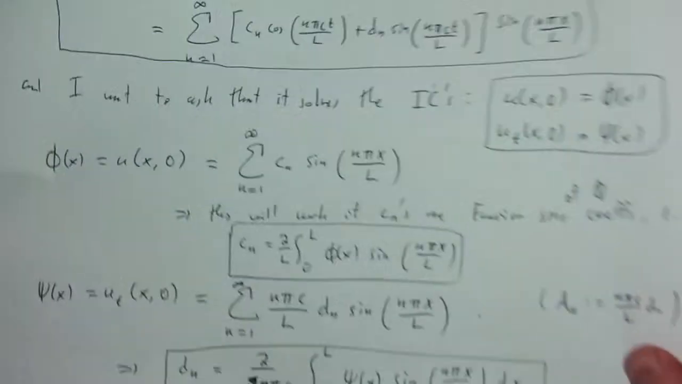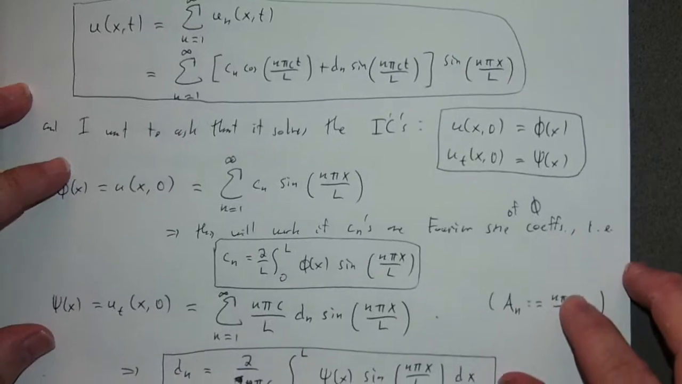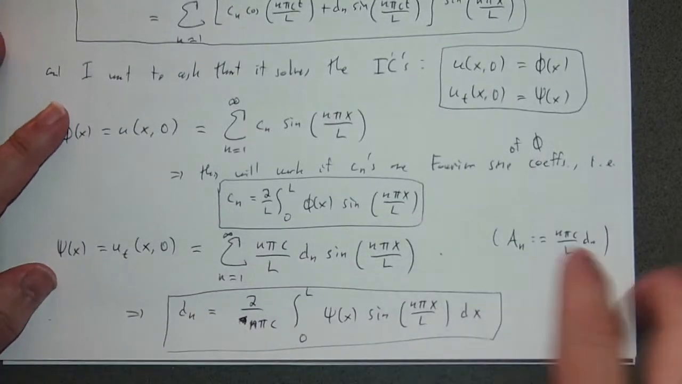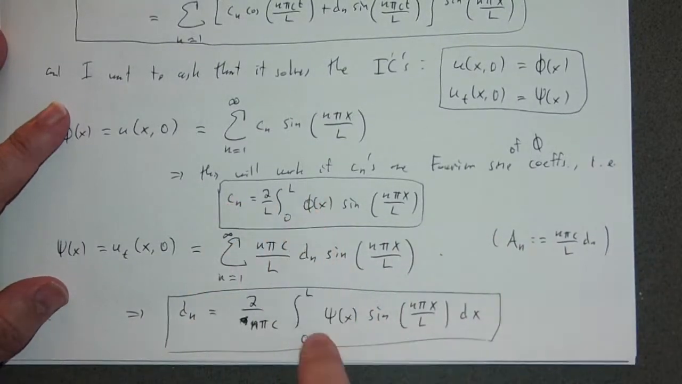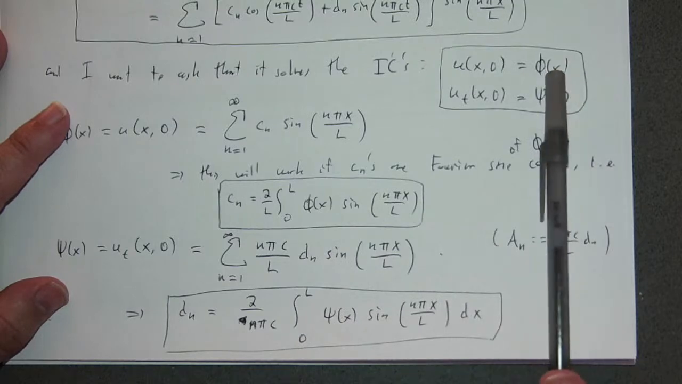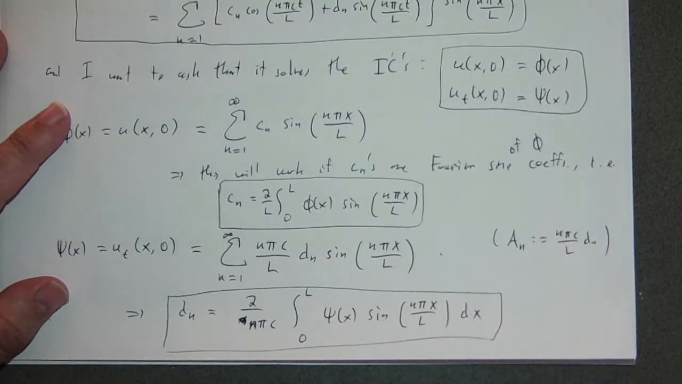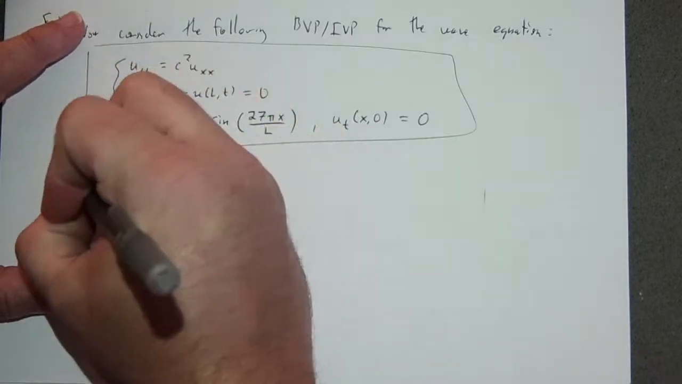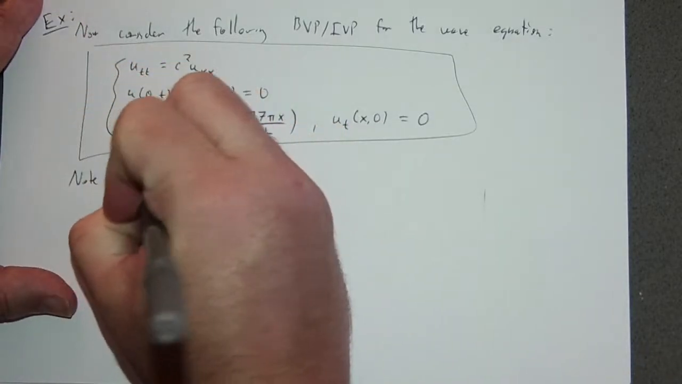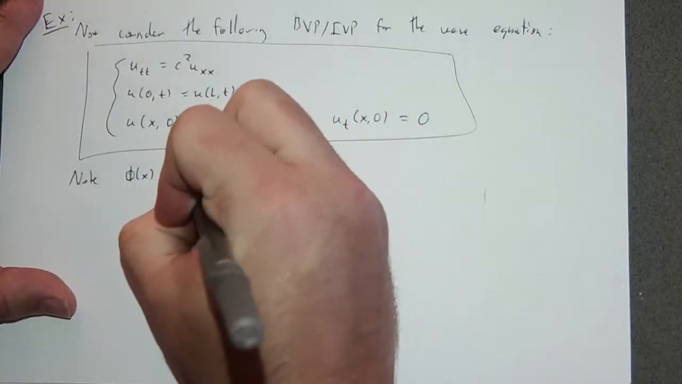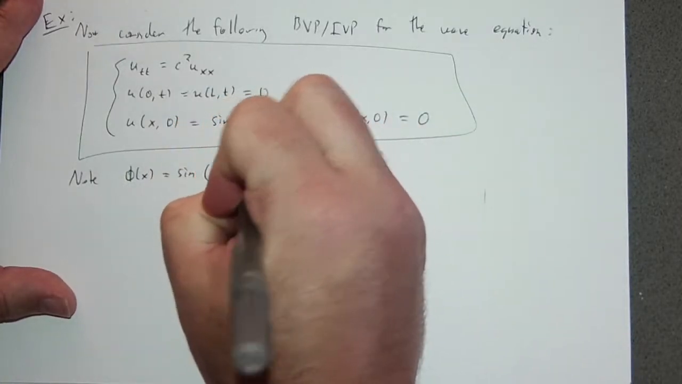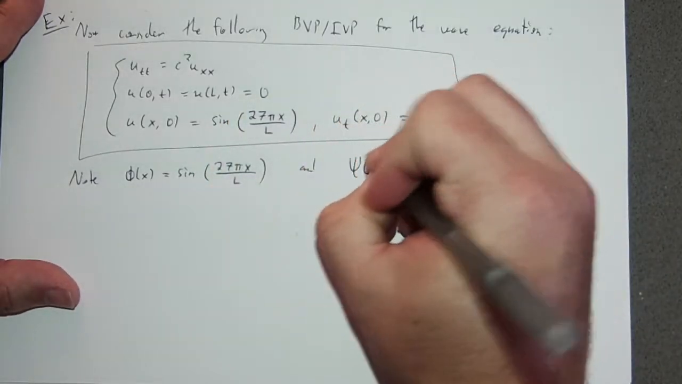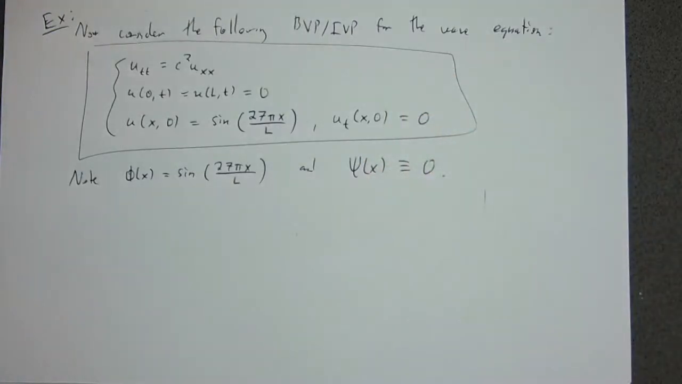Well, I know that my solution is of this form. Okay, with c sub n and d sub n, coefficients determined by these integrals involving my initial data, phi and c. And so, in this particular problem, note, right, phi of x, my initial displacement, is sine of 27 pi x over L. And c of x is identically 0. Right?